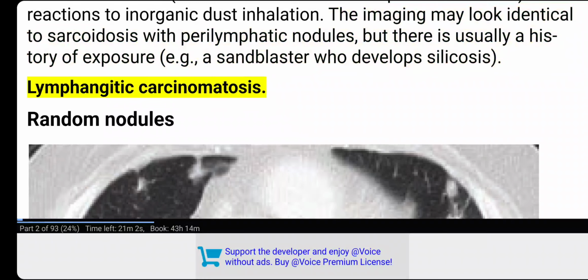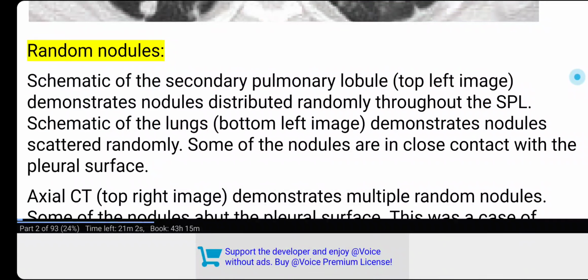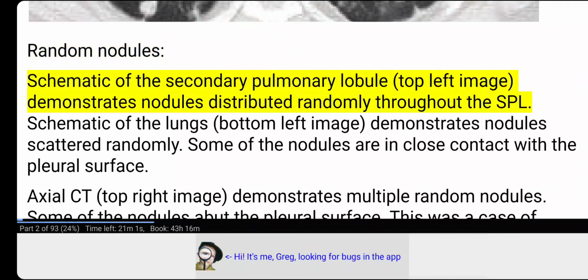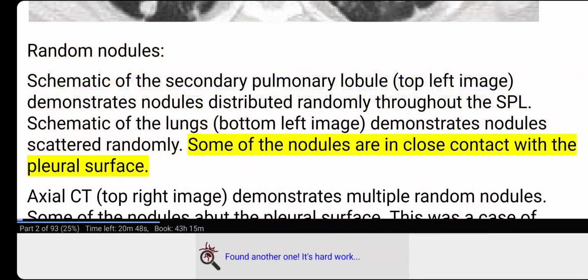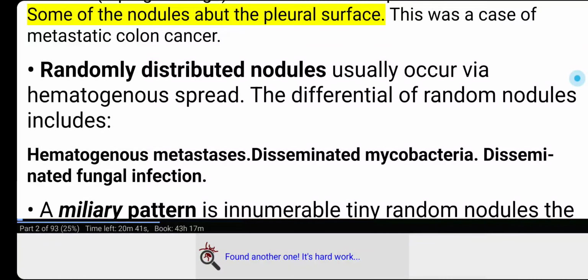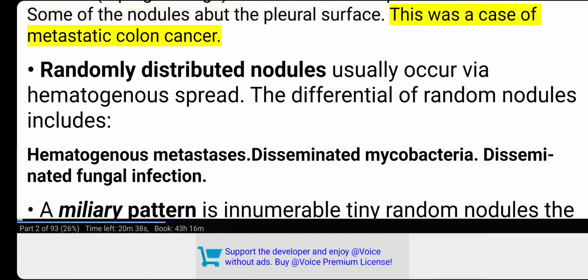Lymphangitic carcinomatosis. Random nodules. Schematic of the secondary pulmonary lobule, top left image, demonstrates nodules distributed randomly throughout the SPL. Schematic of the lungs, bottom left image, demonstrates nodules scattered randomly. Some of the nodules are in close contact with the pleural surface. Axial CT, top right image, demonstrates multiple random nodules. Some of the nodules abut the pleural surface. This was a case of metastatic colon cancer.